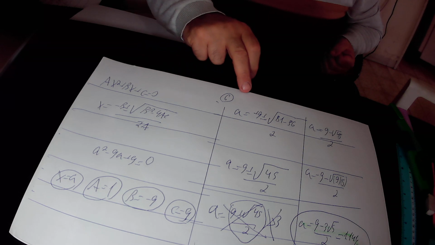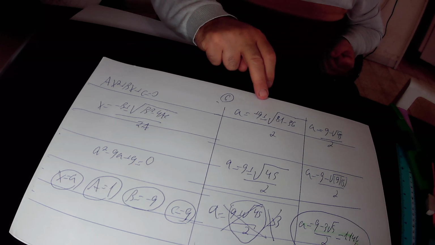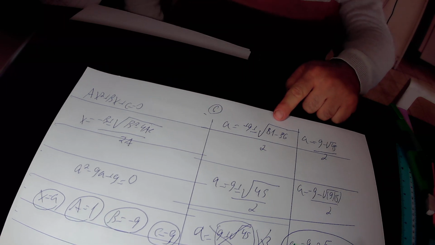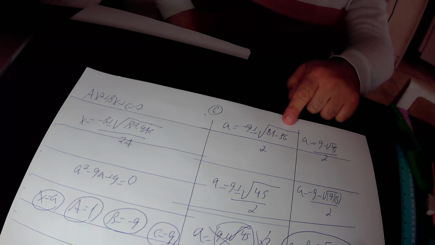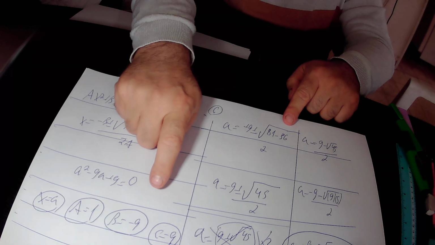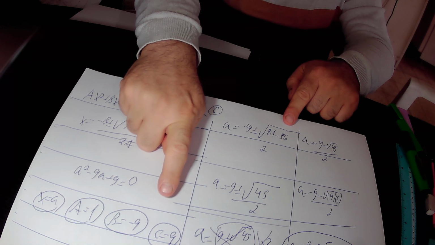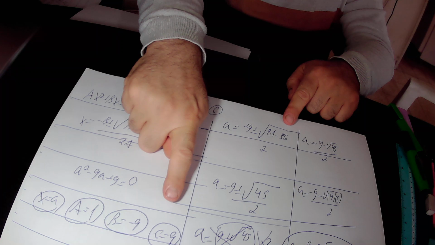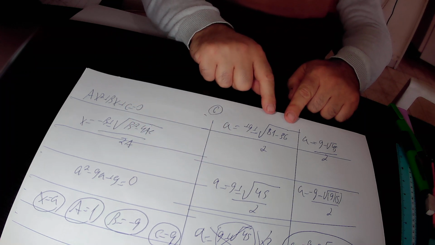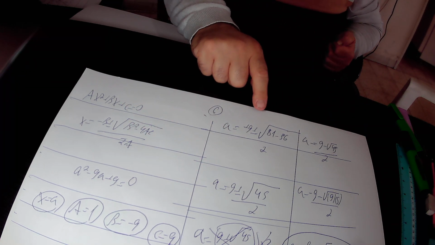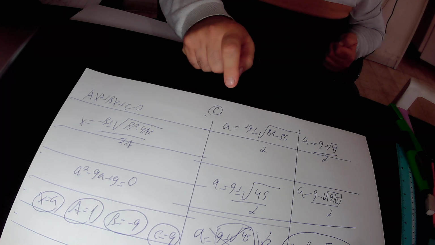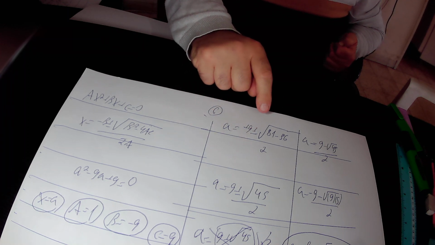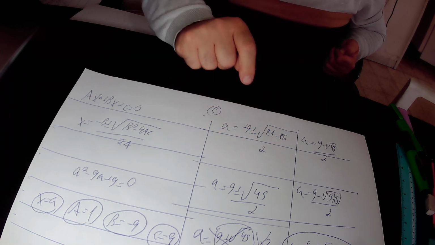We did it and found that a equals minus b. b is minus 9, therefore minus b is plus 9, plus or minus the square root of b squared. b is minus 9, therefore b squared is 81. Minus 4 times a, which is 1, so minus 4 times 1 is minus 4, times c, that is 9, is minus 36. So inside the root we have 81 minus 36, divided by 2a. a is 1, so 2a is 2 times 1, that is 2. In conclusion, a equals 9 plus or minus the square root of 81 minus 36, which is 45, divided by 2.